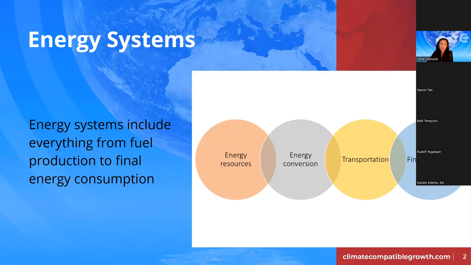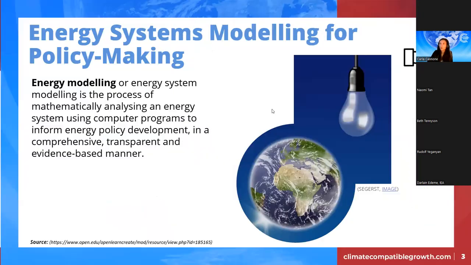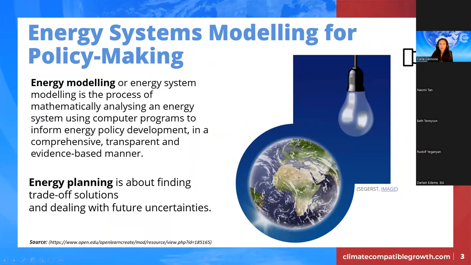Now, that was a quick recap of what an energy system is, but what do we do with this energy system? We model it. So what does that mean? Energy system modeling is the process of mathematically analyzing an energy system using computer programs. And what do we want to do this for? To inform energy policy development in a comprehensive, transparent, efficient, and evidence-based manner. Essentially, energy system modeling enables policymakers and energy analysts to better conduct energy planning activities.